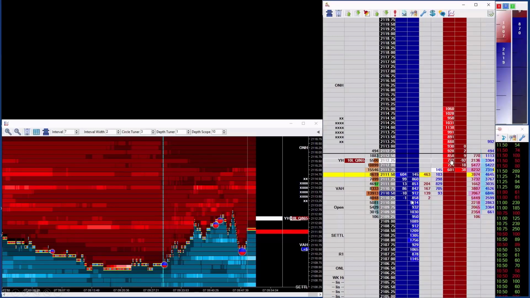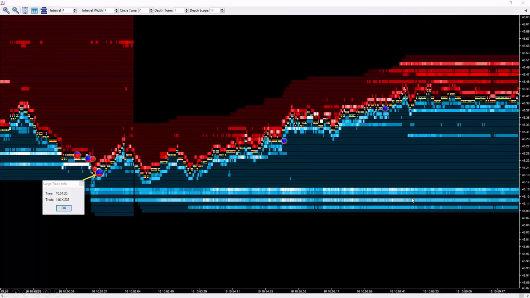Now this is not trading a pattern. This is trading with a knowledge of other people's positions and really knowing where you're wrong and where you're right and why. Now here's an example from crude oil.